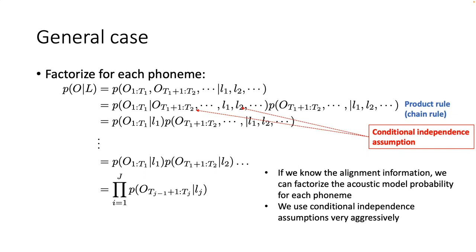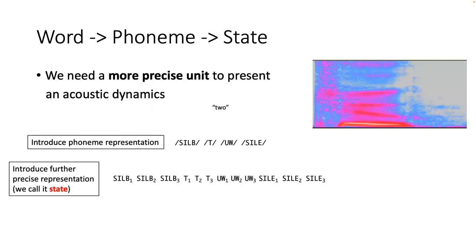And this is not the exact model. As I mentioned, this is still at the phoneme level. We even introduced more fine-resolution information, which is the state. This usually, for example, splits the information of the phoneme into three categories. These correspond to the beginning of the T, the middle of the T, and the end of the T. Same for all the phonemes.